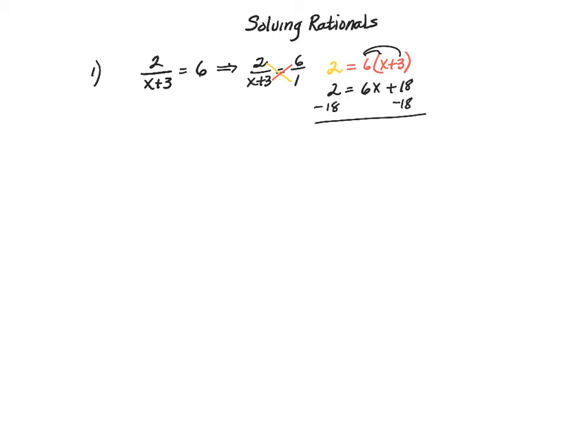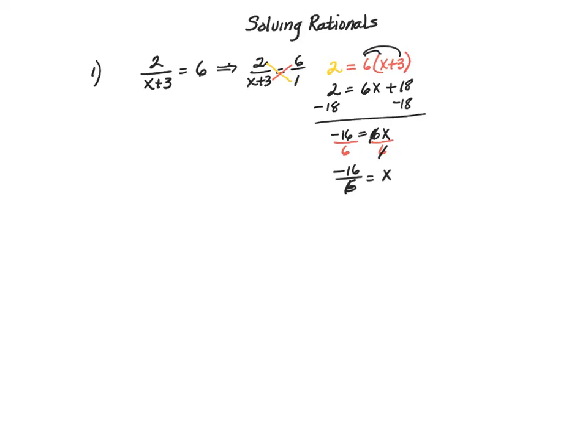On the left, I get negative 16 equals 6x. And now, if I want to get x by itself, we all know that what you do is you divide by 6. So our answer is going to be negative 16 over 6 will equal our x.